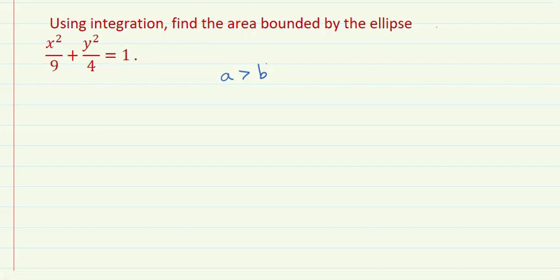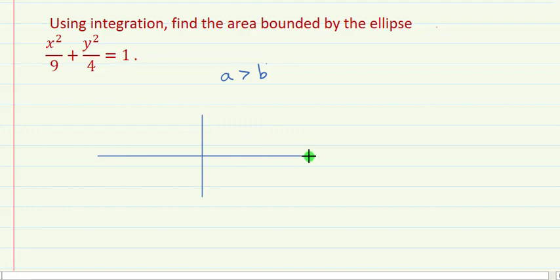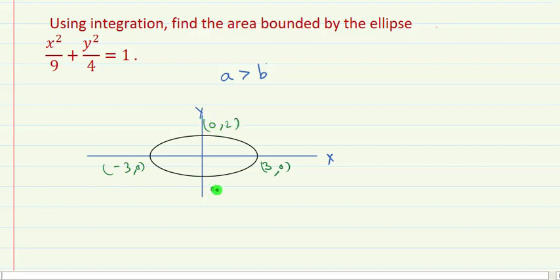Now the second step is to draw the curve. So let us draw the given ellipse. We have taken x-axis and y-axis, and now let us draw the ellipse over here with major axis as x-axis and minor axis as y-axis. So it is the required ellipse. Clearly the coordinates on the major axis are 3, 0 and minus 3, 0, and on the minor axis these are 0, 2 and 0, minus 2.